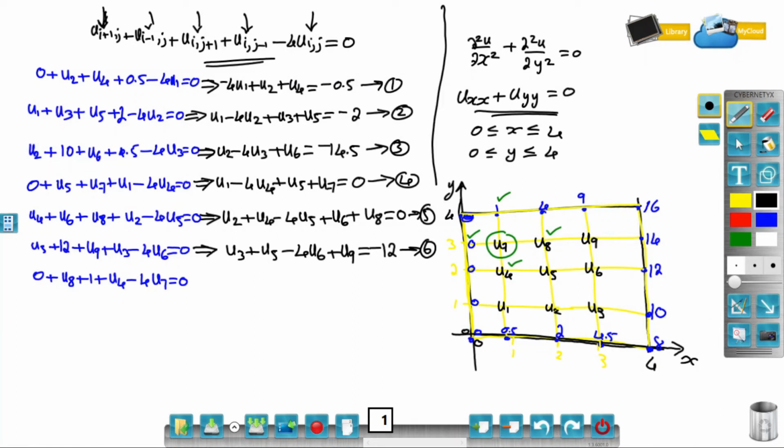Okay. So rearranging this equation, we have u4 minus 4u7 plus u8 equal to minus 1. So this is equation number 7. Is it okay?